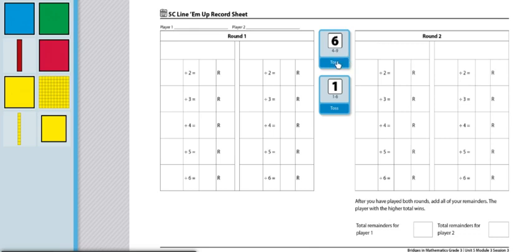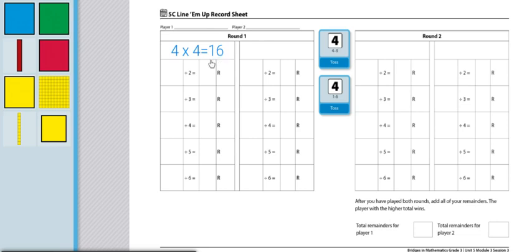So if I were to have gone, I got 4 times 4. So I'd write 4 times 4 up here. And I know 4 times 4 equals 16. So my equation as well as the product is listed underneath round one.